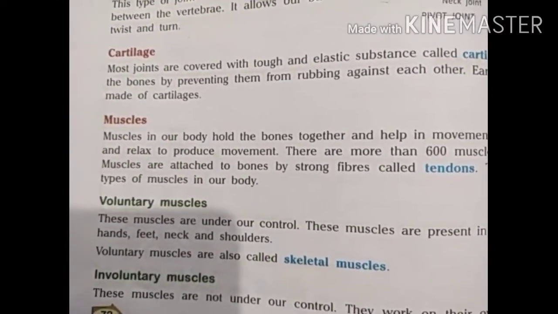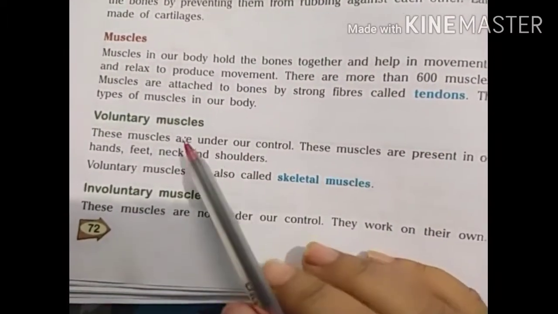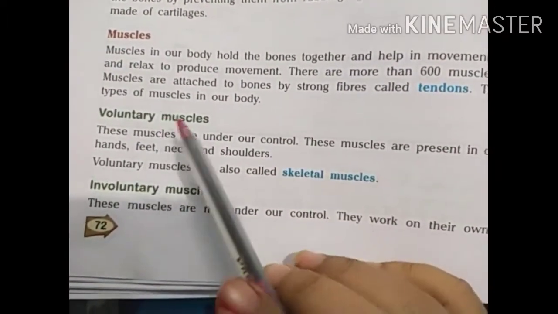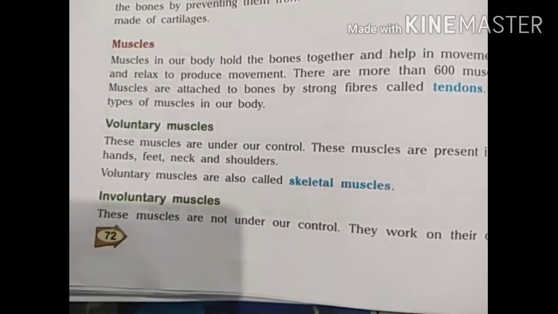So how many types of muscles are there? Now we will learn about this. In our body, there are 3 types of muscles: voluntary muscles, involuntary muscles, and third, cardiac muscles.